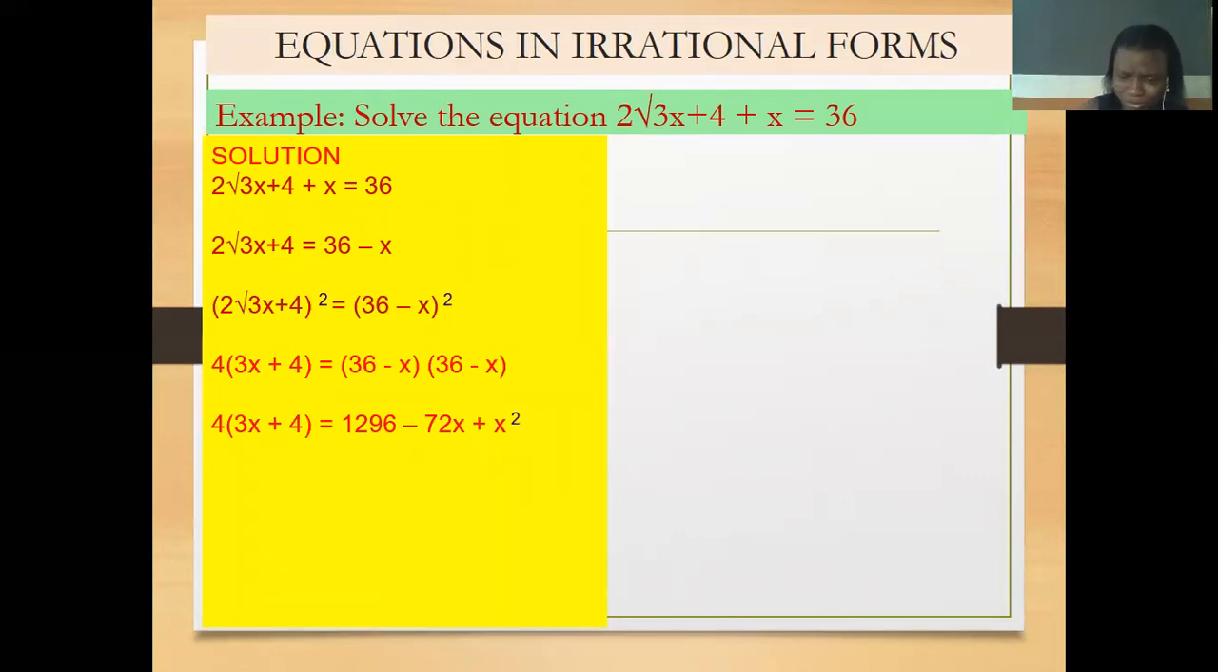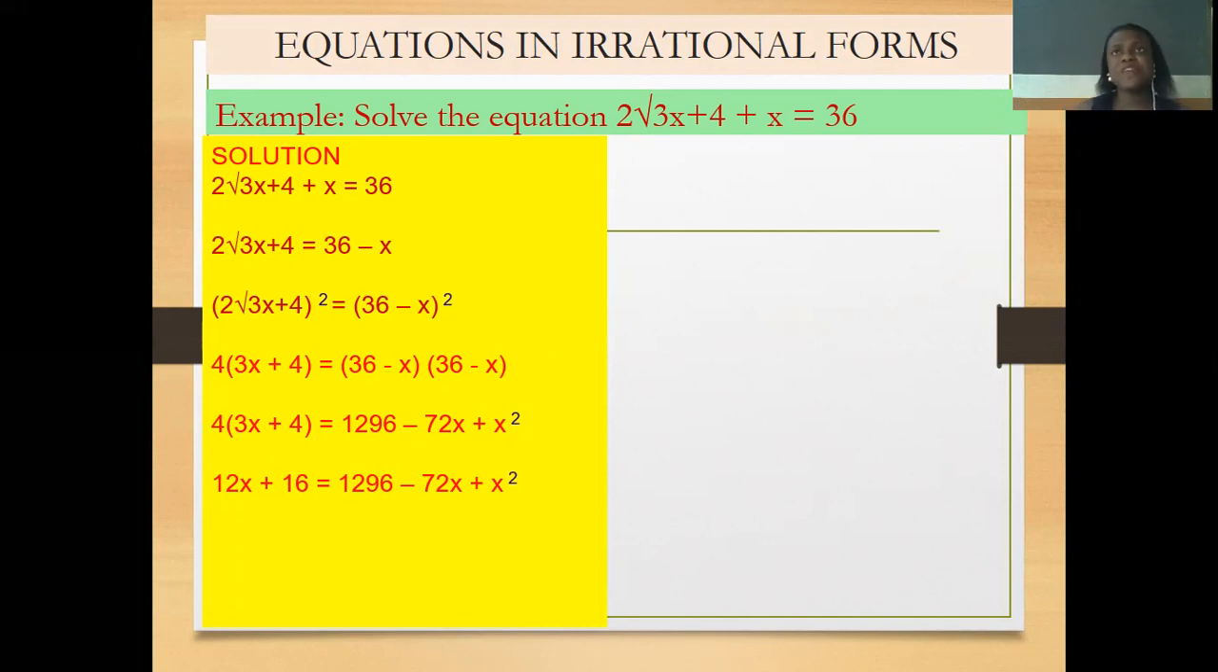You can try solving it on your own as you're following me. You can try to write it out. So now we can also expand the left hand side. So we have 4 times 3x will give us 12x, and 4 times 4 will give us 16. So that is the left hand side, and we have our right hand side.